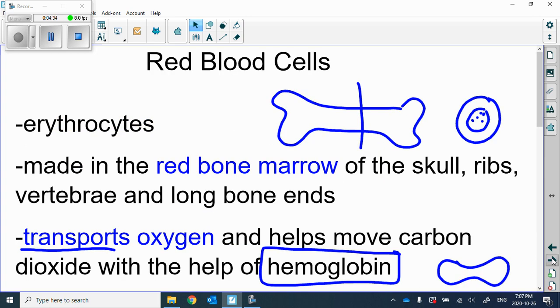Our red blood cells, our erythrocytes, are made in the red bone marrow of our skulls, ribs, and vertebrae, and our long bone ends. So I've drawn a picture here of what looks like a dog bone. And if I cut it open down this line I've got here, and I look in the center, I've got the hard calcified part around the edges, and our bone marrow is the spongy center of our bone.